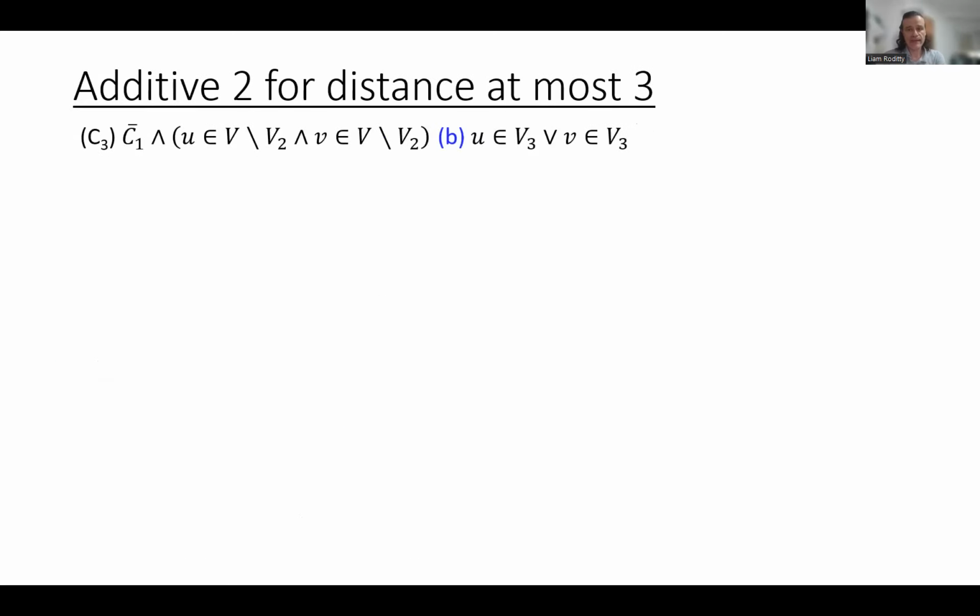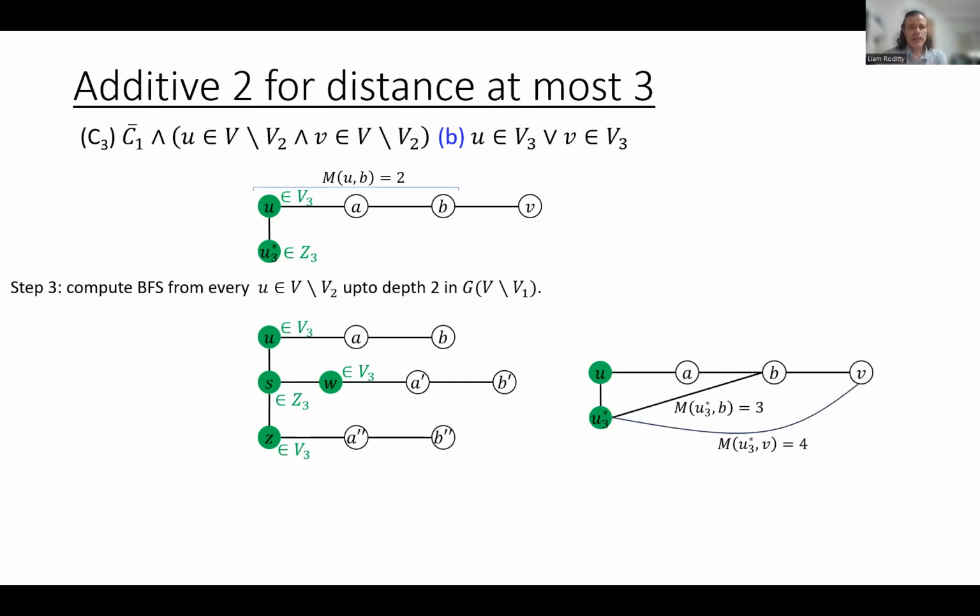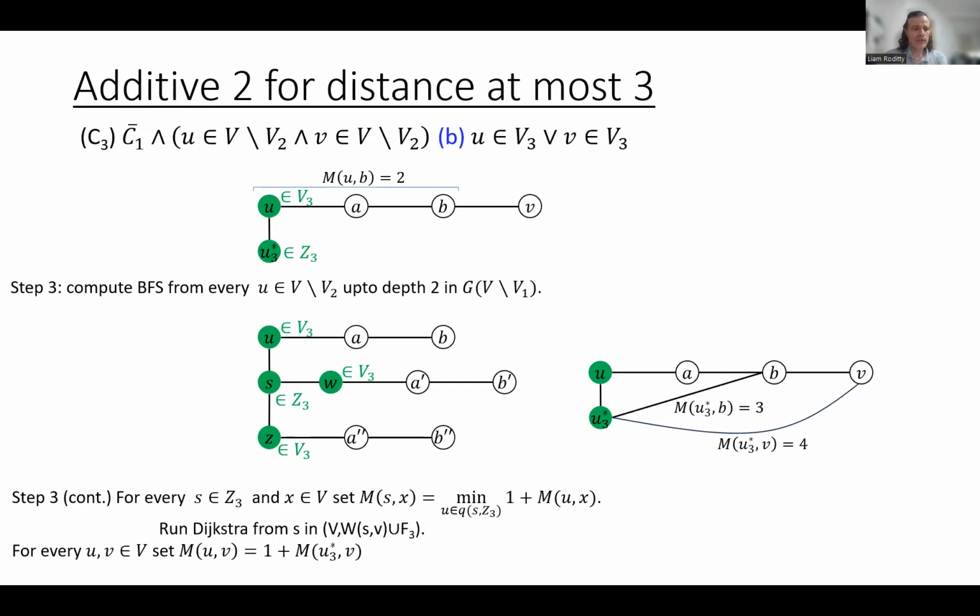Finally, we get to the last subcase, which is the most sophisticated one. And here we have this situation. Because we know that U is in V3, it has some vertex that is in Z3. It's not enough, but it gives us something. If we compute the BFS from every U up to depth 2, just in the graph that contains the vertices that are not in V1, then we get the exact distance from U to B. Now we improve this distance by doing the following steps.